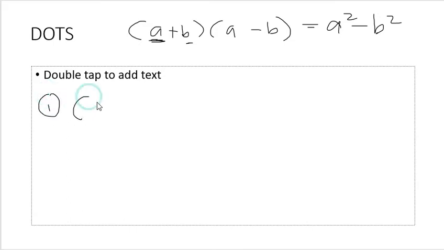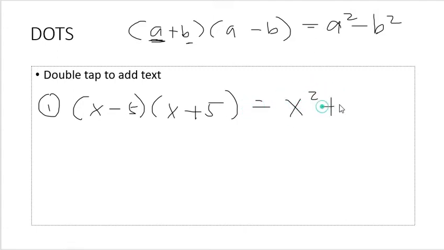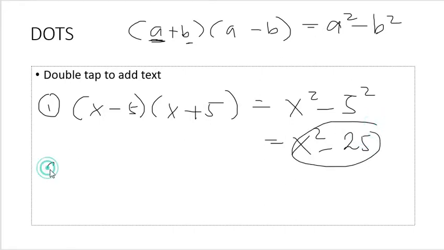So for example, if we have x minus 5 multiplied to x plus 5, exactly the same first terms, exactly the same second terms, the only difference is their operation. So square the first term, and this should be minus, and then square the second term. Then x squared minus 5 squared, 5 times 5 will give us 25.